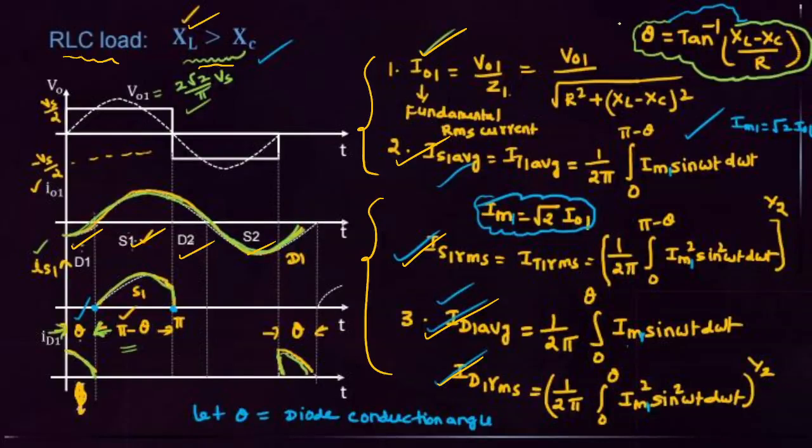How to calculate theta here? Theta equals tan inverse of (XL minus XC) by R. Because XL is greater than XC, that's why you take XL minus XC by R. If XC is greater than XL, you take XC minus XL by R.